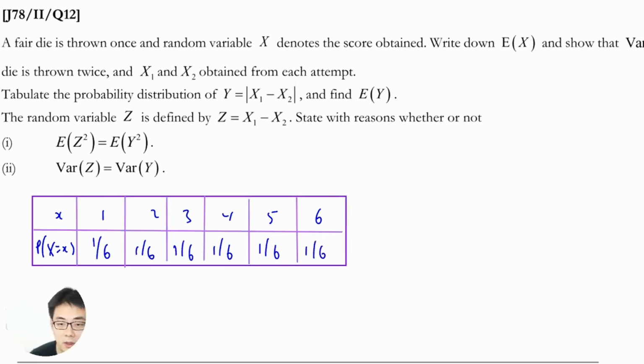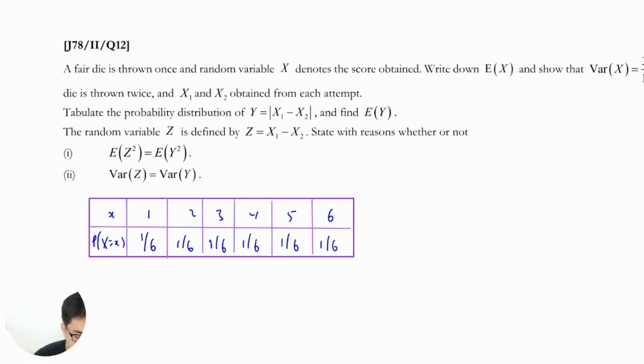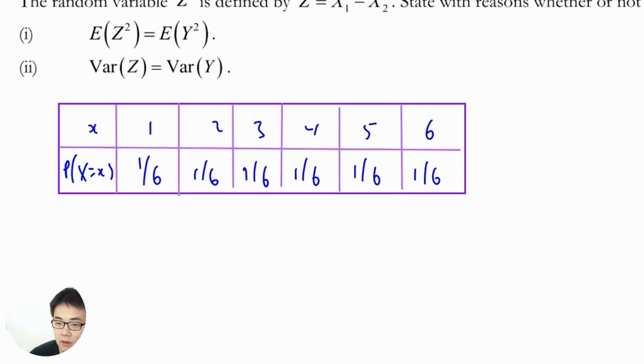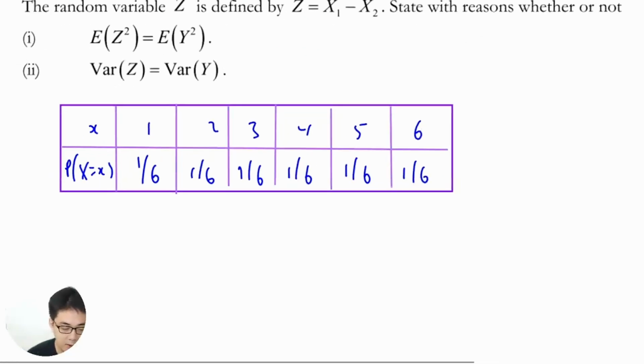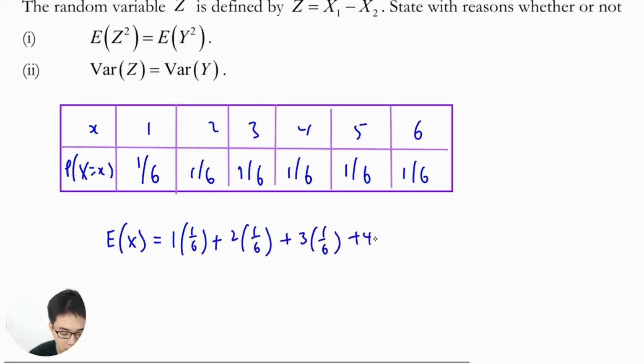Fair, right? Then the expectation is pretty okay. Expectation should be just 3.5. Just write 3.5, because if it's fair and symmetrical, 1, 2, 3, 4, 5, 6, you can tell straight away that the expectation should be half of it. So expectation of x will be 1 times 1 over 6 plus 2 times 1 over 6 plus 4 times 1 over 6 plus 5 times 1 over 6. This will just be 3.5.